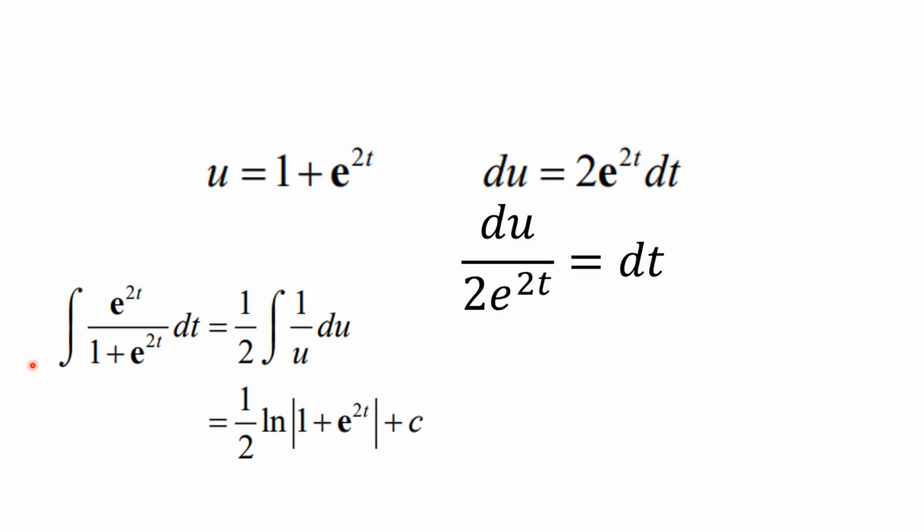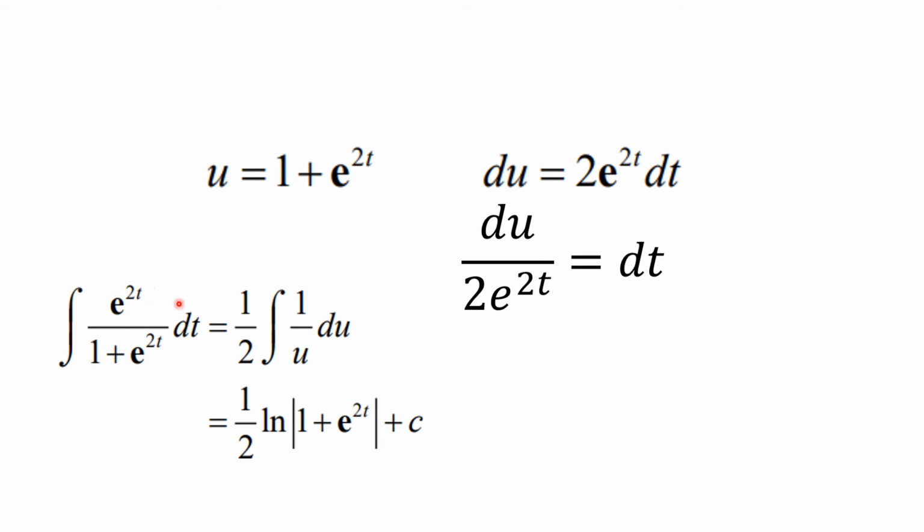Here's the problem that we were confronted with, and the solution, something that will work this time, is to try u is equal to 1 plus e to the 2t. Now that means that du is equal to 2e to the 2t dt, and if I solve for dt, this is going to be in the denominator, so dt is equal to du over 2e to the 2t. So when I make that substitution, this e to the 2t in the denominator will cancel with this e to the 2t in the numerator.